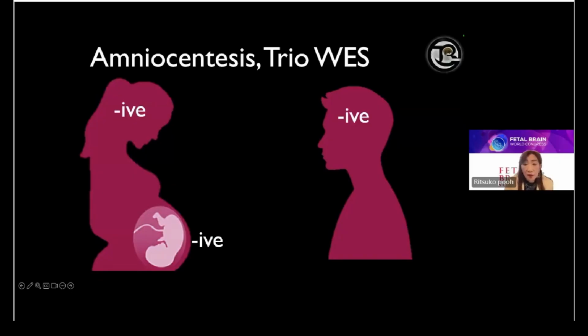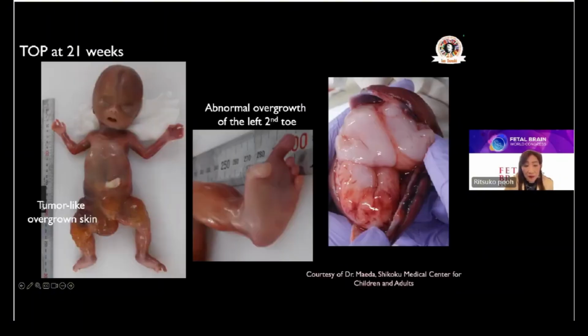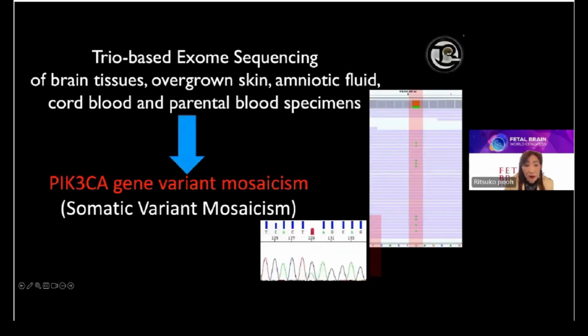And we did amniocentesis on the same day, with the same result as the previous case. However, because of the multiple abnormalities, the parents decided to terminate the pregnancy, and we did an autopsy as well. And here, from the brain tissue and the other tissues, we found PIK3CA gene variant mosaicism.